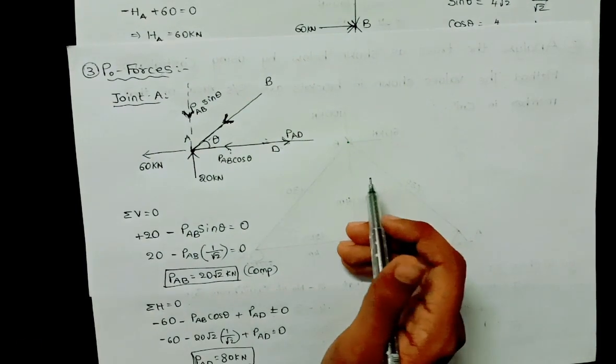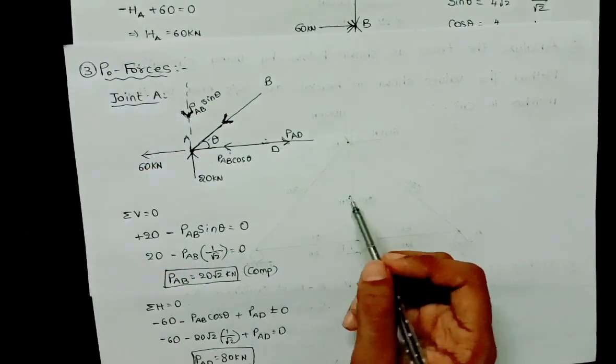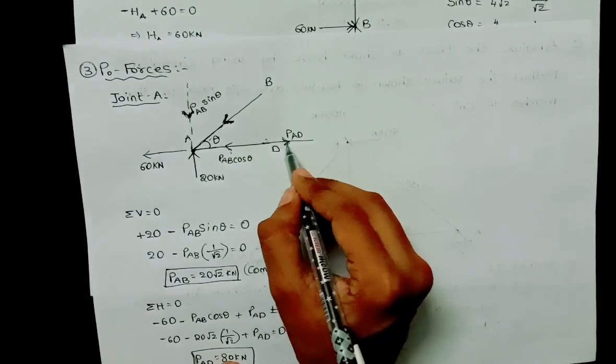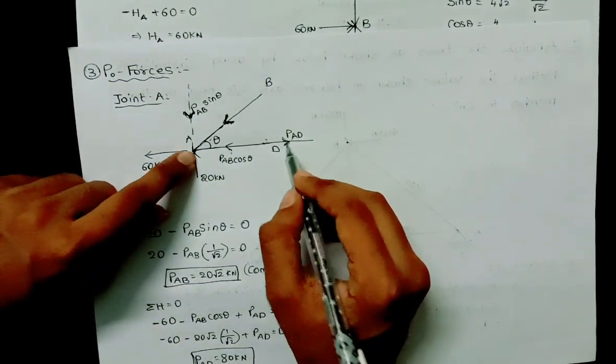So now we have to identify whether it is in compression or tension. So PAD is equal to 80 kilonewton. So this is the arrow. This is 80 kilonewton. This is the joint.